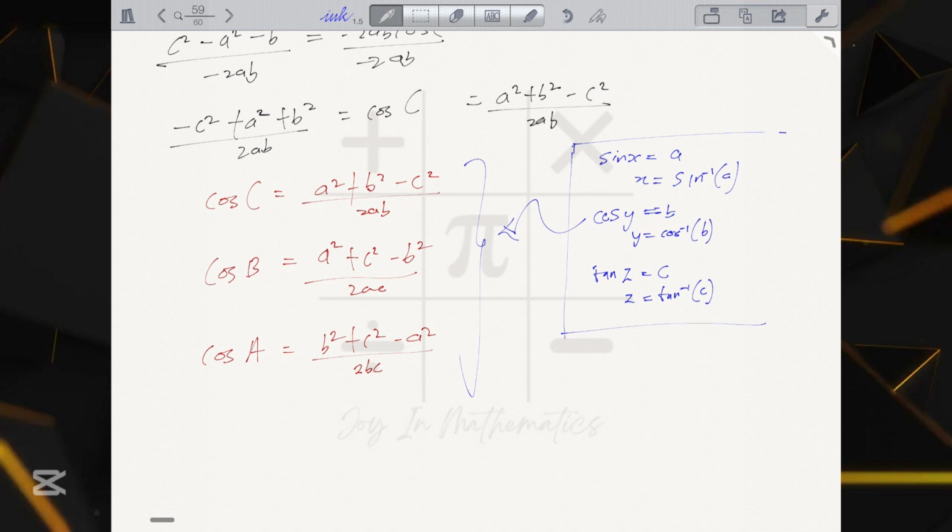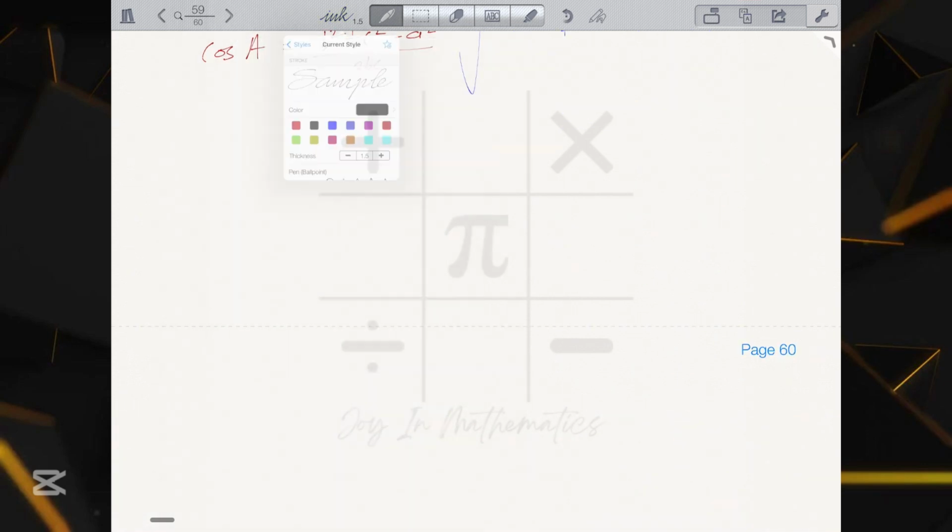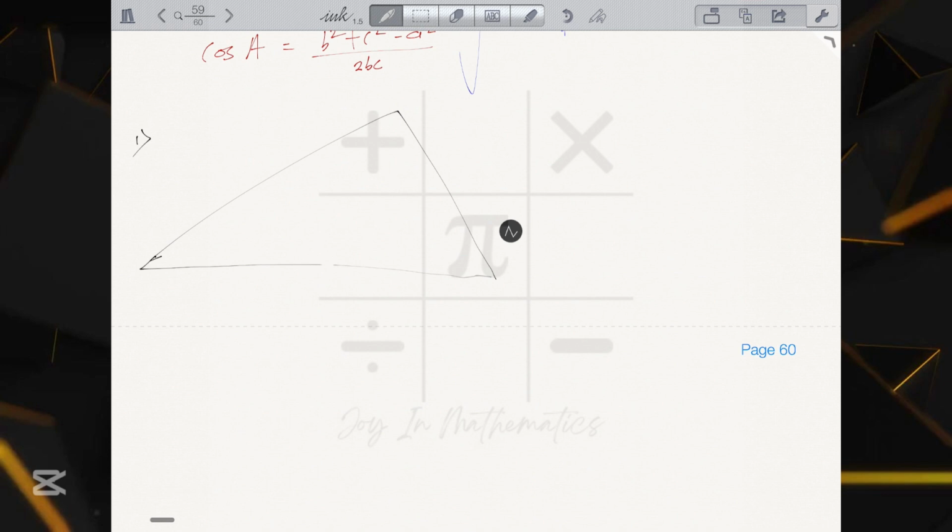So let's take a quick question on how to evaluate an angle. Given we have this triangle with 8, 5, and 11 as the sides, and we are asked to evaluate, let's label it A, B, and C, angle A.